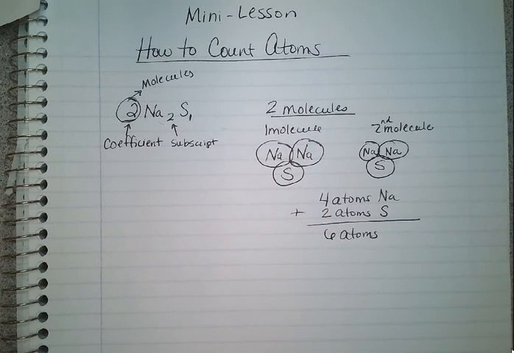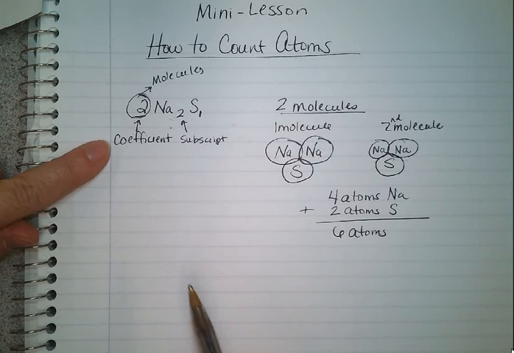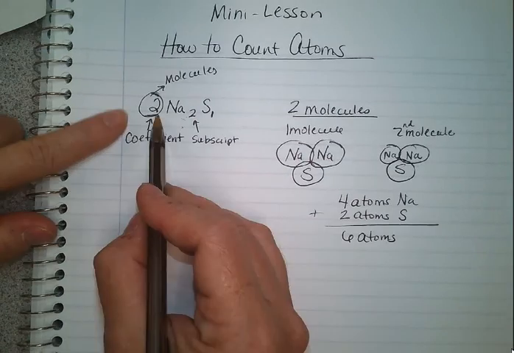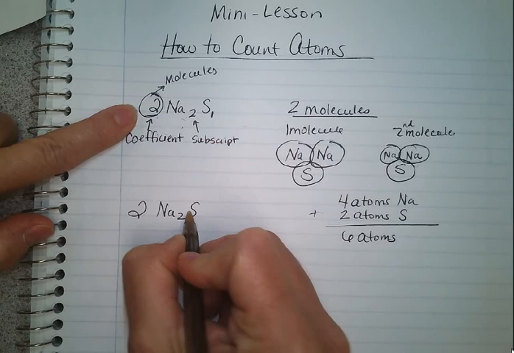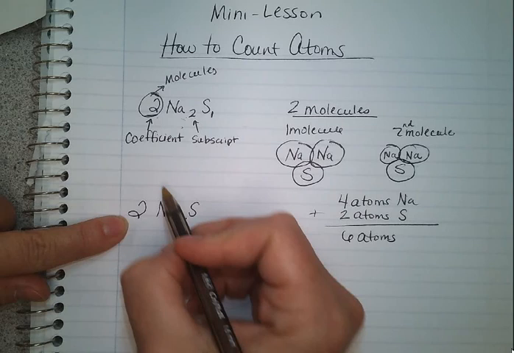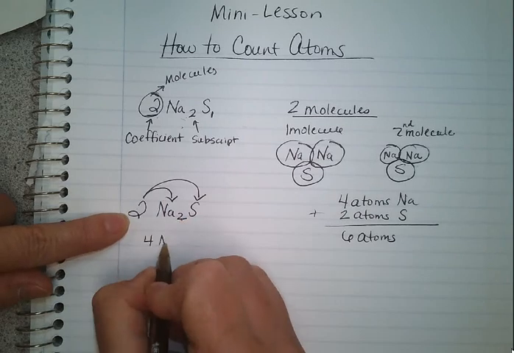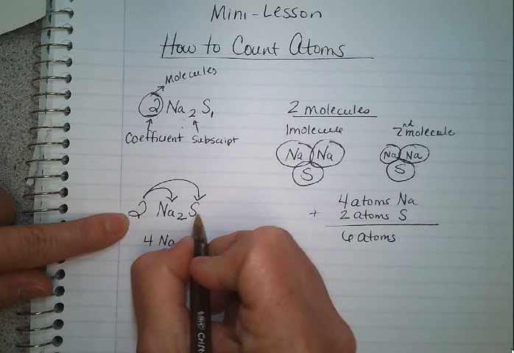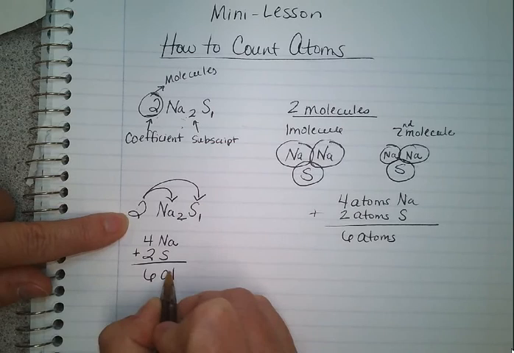So there is a way that I can do this without having to draw all this out. What I can look at here is if I have 2 Na2S, because that 1 is assumed right there, the 2 goes to this one and it goes to that one. So 2 times 2 is 4. It's 4 sodiums, and 2 times, that's really a 1, 2 times 1 is 2 sulfurs. So I can come up with 6 atoms total right there.